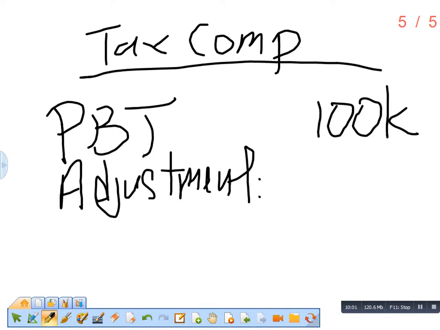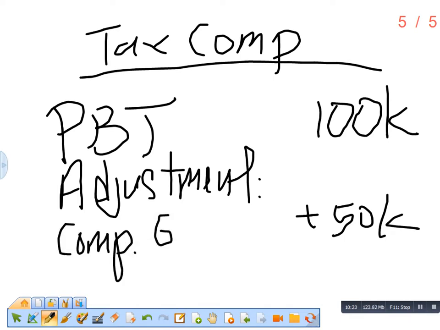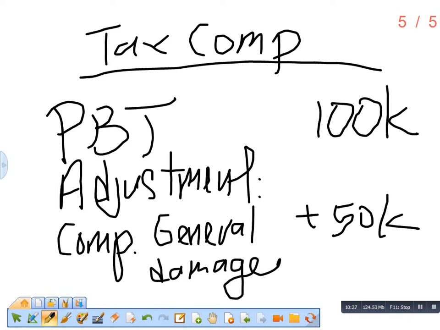But how about the 50,000? 50,000 is actually a taxable income subject to tax, but they never included in this profit amount. So we need to add on again. Am I right? So that's why your adjustment here now will be 50,000, the compensation on the general damage. So far, so good. You must know the adjustment very well, right? So that's why I give you this basic explanation first.